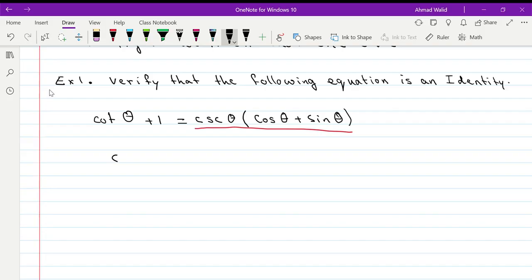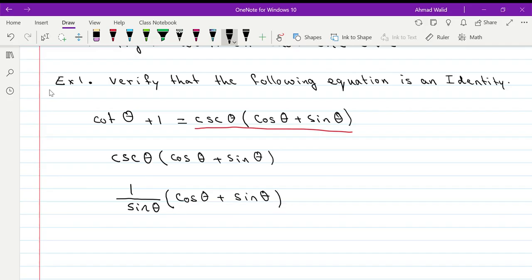You have cosecant theta times cosine theta plus sine theta. The first thing that I see: inside the parentheses, I have everything in terms of sine and cosine. The outside is cosecant. What I'll do, I'll change this one also in terms of sine and cosine, correct? I know cosecant theta is 1 over sine theta. 1 over sine theta.